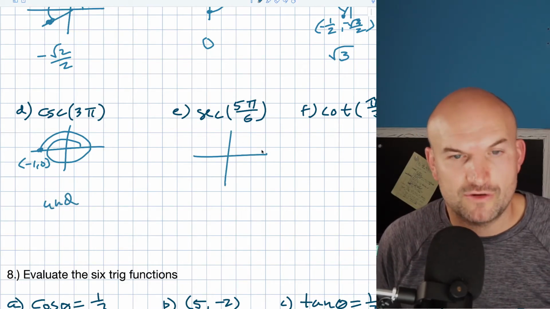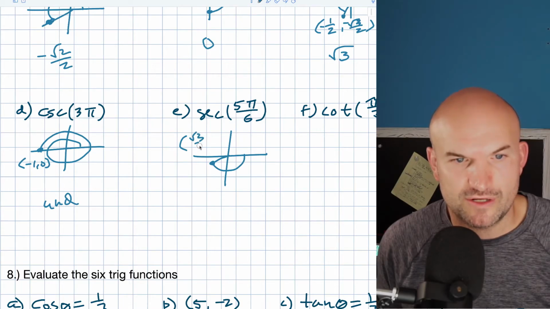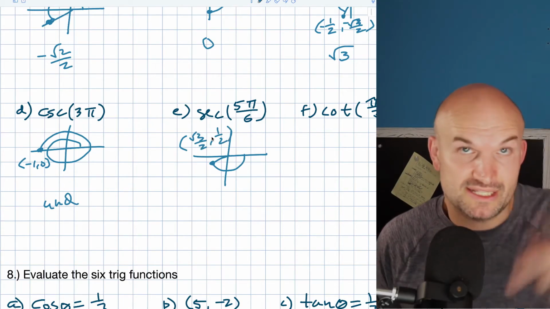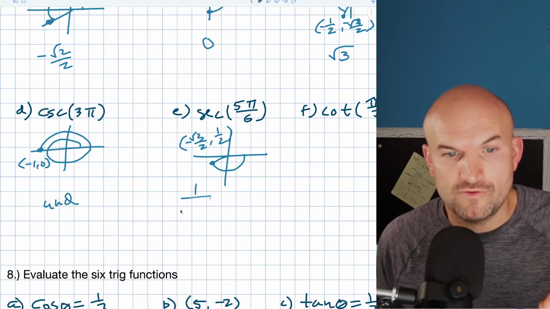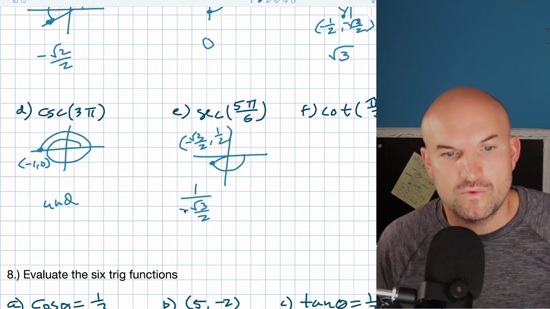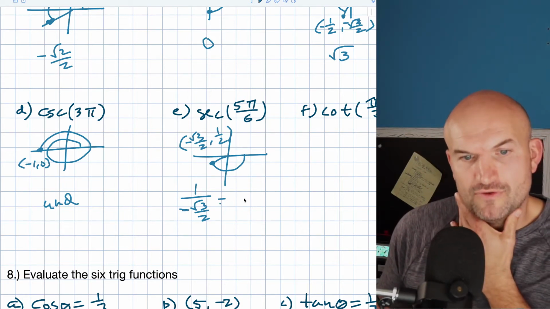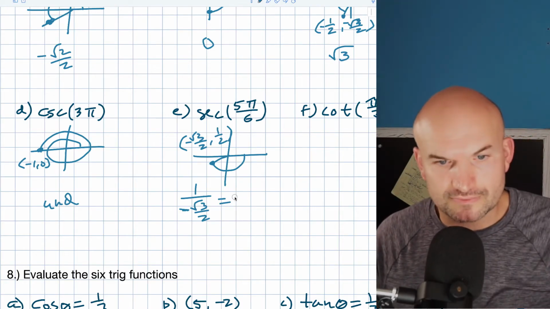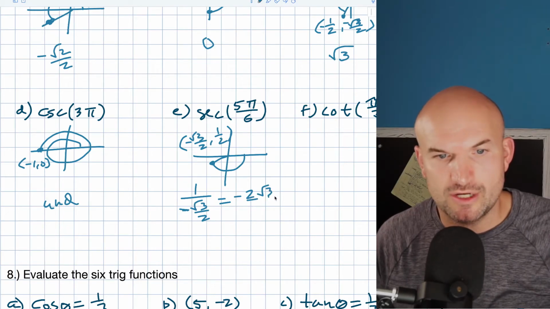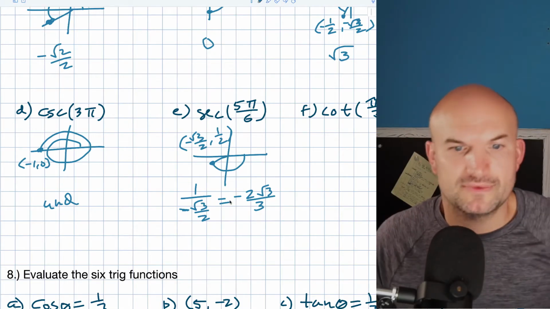Secant of 5 pi over 6. 5 pi over 6 is right here. Let's see, what is that coordinate point? I think that coordinate point is going to be square root of 3 over 2, comma, 1/2, but it's in the second quadrant, so that's a negative, right? So the secant is going to be 1 over a negative square root of 3 over 2. So -1 over square root of 3 over 2. So therefore, remember, rationalize the denominator, multiply by the reciprocal on top and bottom. That's going to be -2 square root of 3 over 3, right? So multiply, yes, boom. Okay.